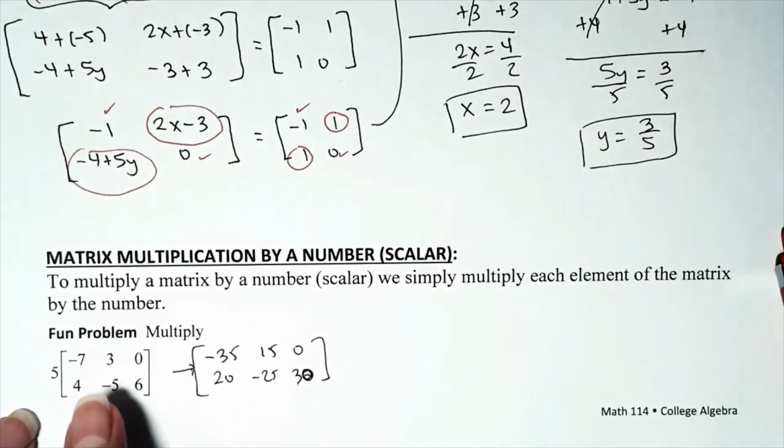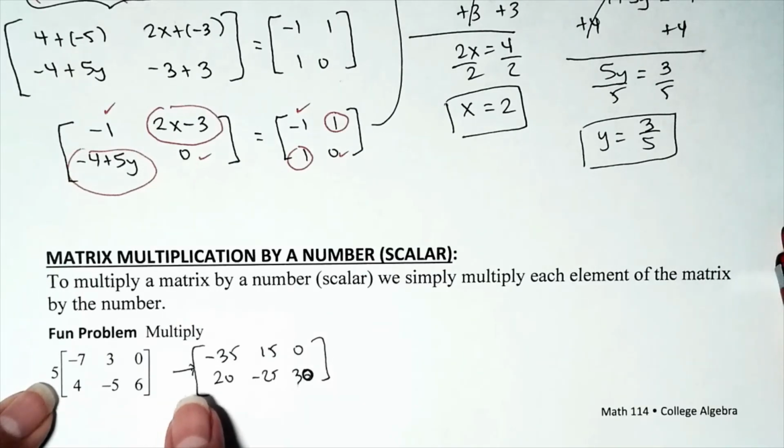We were given this matrix, and we were asked to multiply it by 5. We multiplied each element or each entry by 5, so we're good.